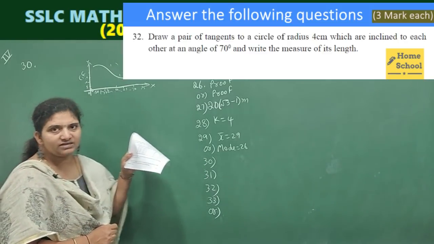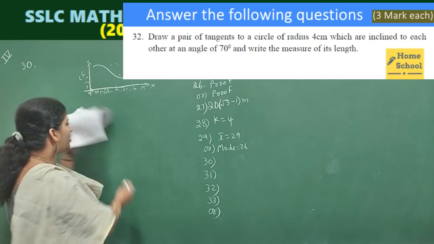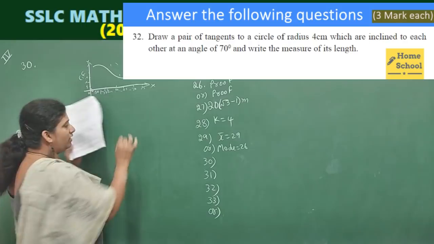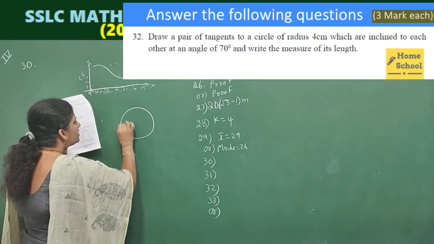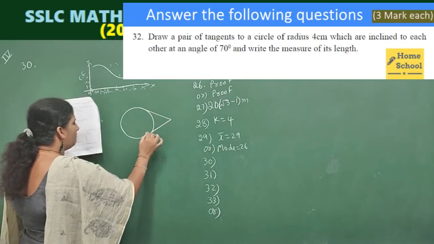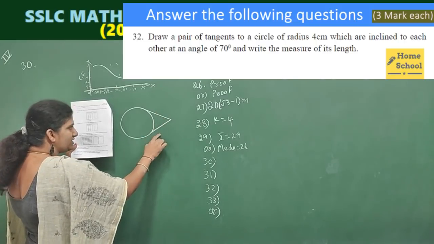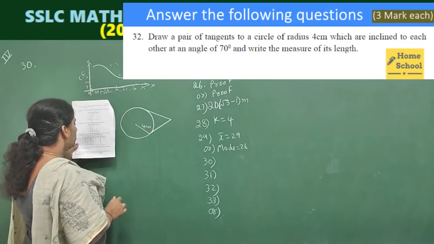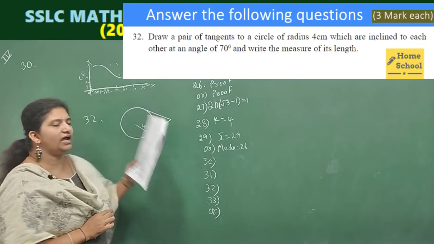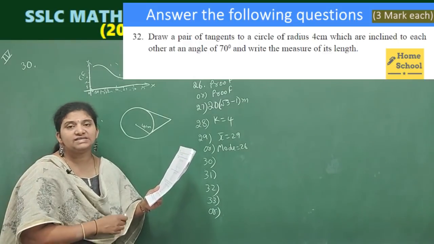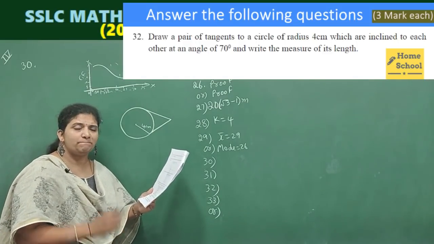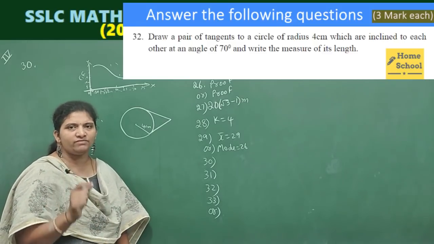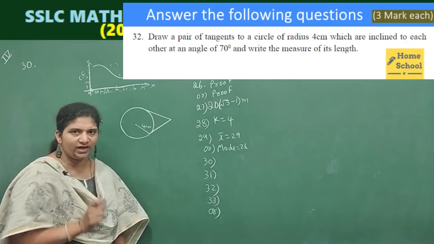32nd is a construction. Draw a pair of tangents. Understand the problem here. Draw a pair of tangents to a circle of radius 4 centimeters, which are inclined to each other at an angle of 70 degrees. What is this? Pair of tangents, inclination we are talking about. Understand the problem first. Do a rough figure somewhere.